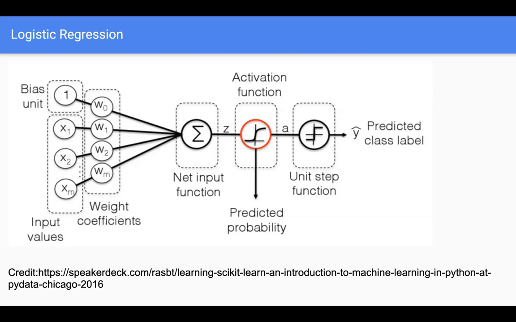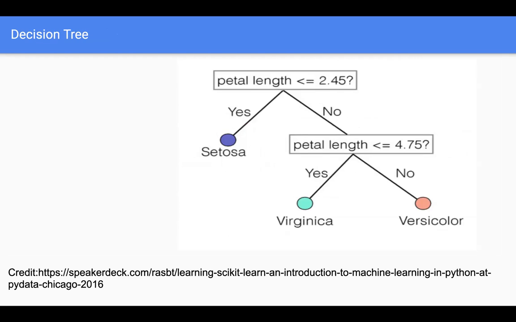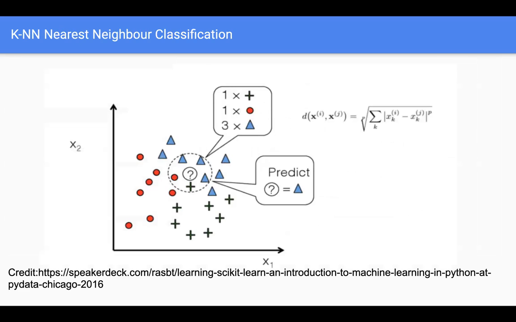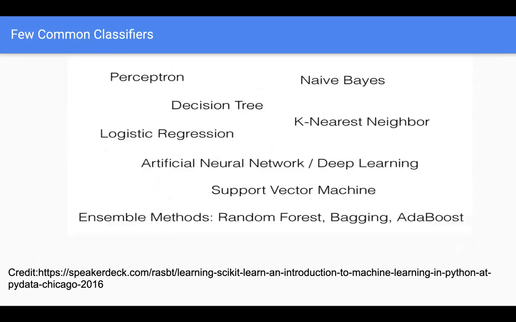Yeah, so we covered decision trees, KNN, and logistic regression. There are also other regression and classification types, such as neural network, naive Bayes, and so on. So in today's class, we will briefly touch all of these in the hands-on portion of the class.